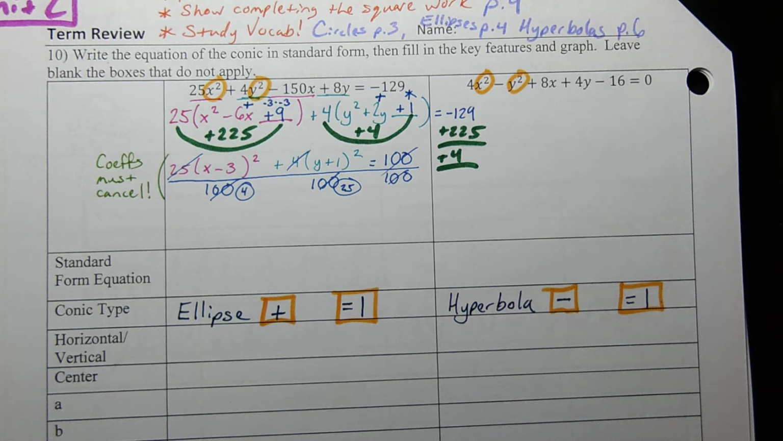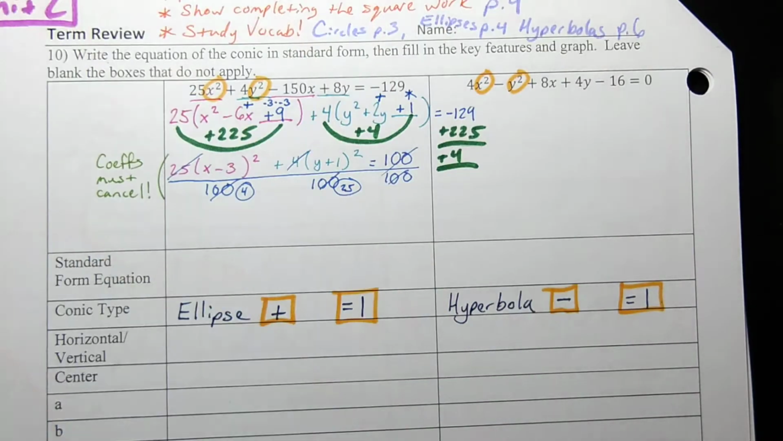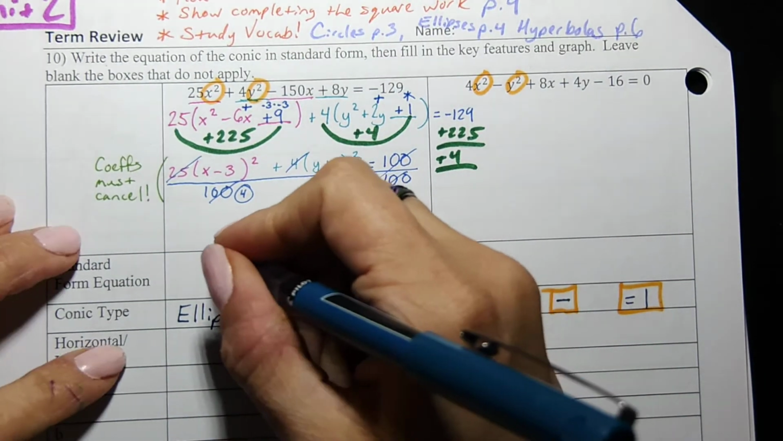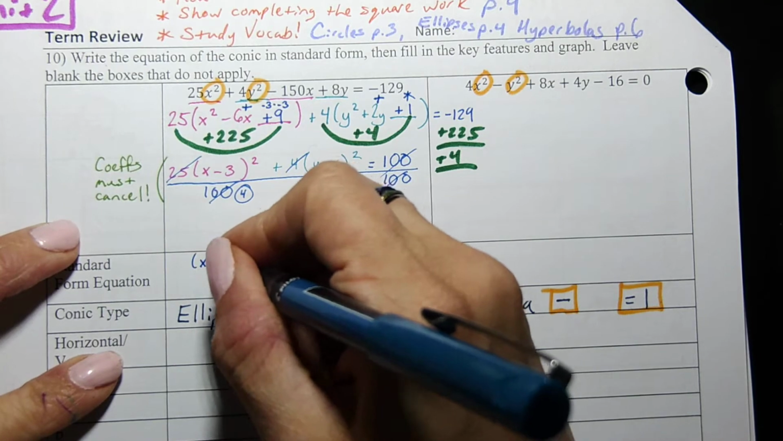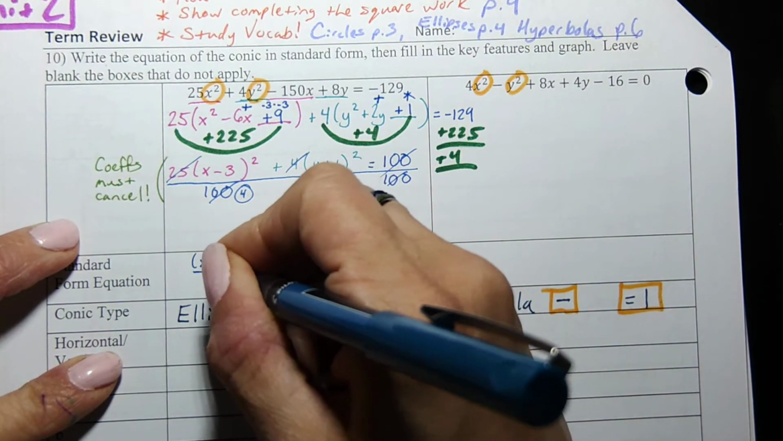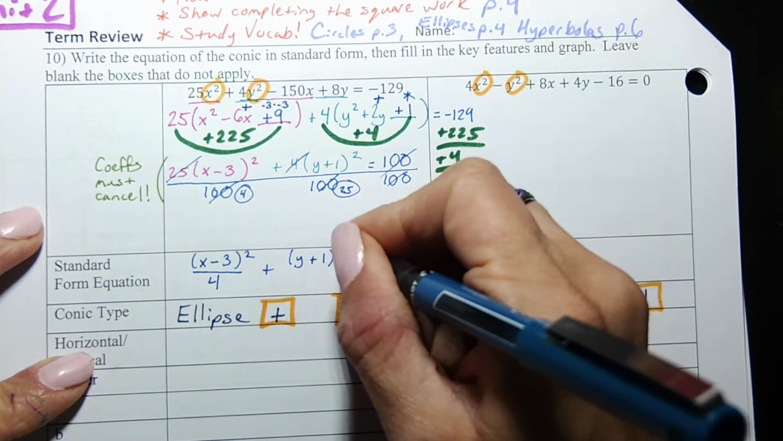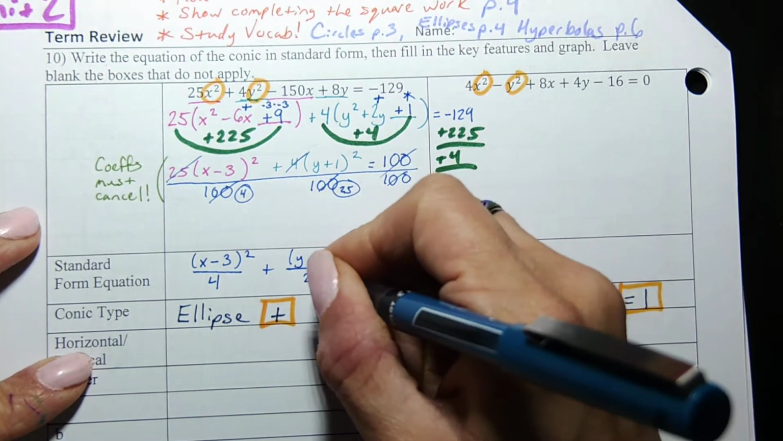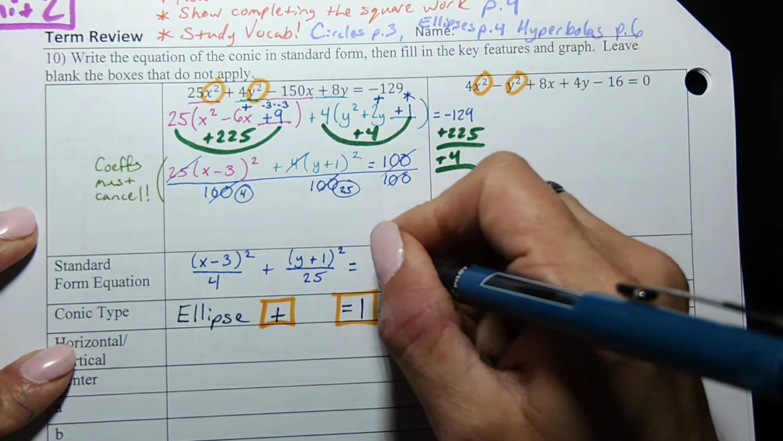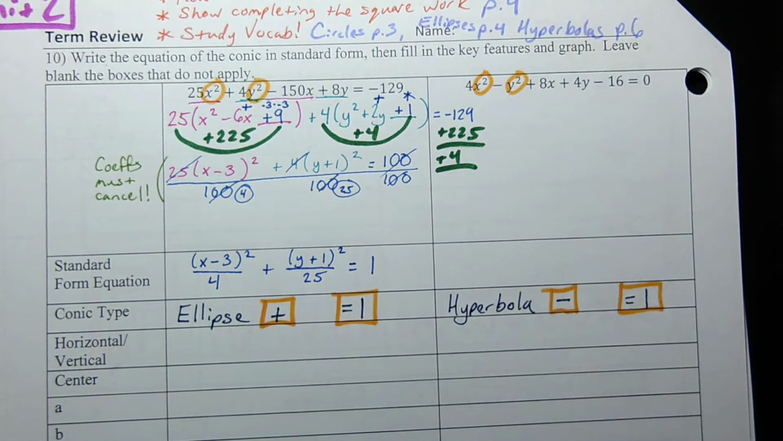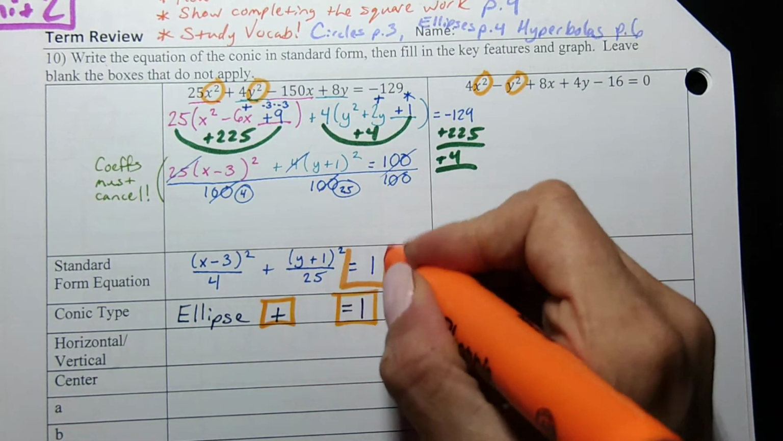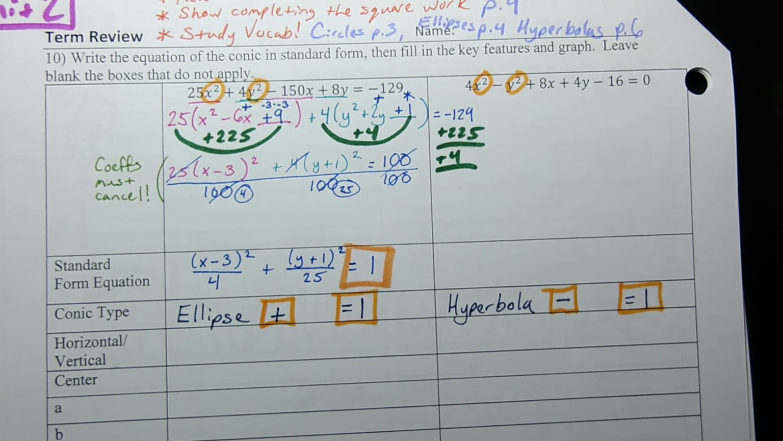Go ahead and resume where we left off on this problem with all this lovely cross simplifying, which leads us to our final equation in standard form of (x - 3)² over 4 plus (y + 1)² over 25 equals 1. I would put an important box around that equals 1. That was an issue on the Unit 2 test, was remembering to write it as an equation and not leaving off that equals 1 at the end.